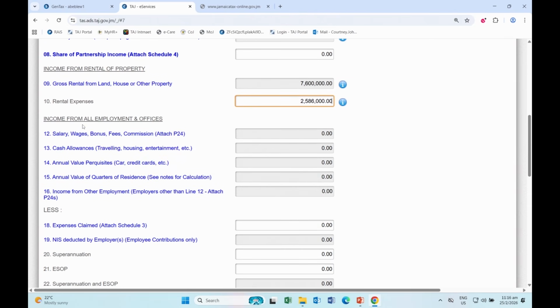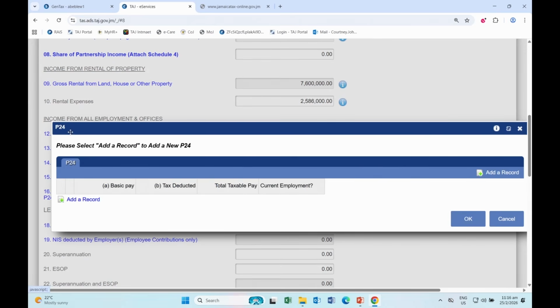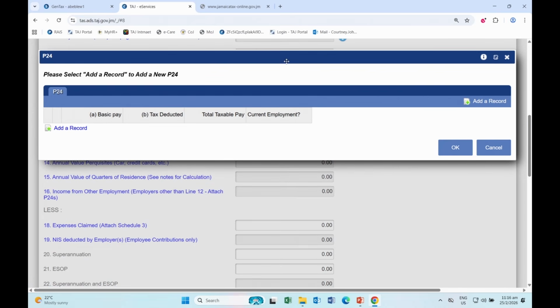Okay, now his income from employment, and remember I said earlier that you need to have your P24 from your employer for this section of the return. So you will click on salaries, wages, bonus, fees. We're going to be adding the record.